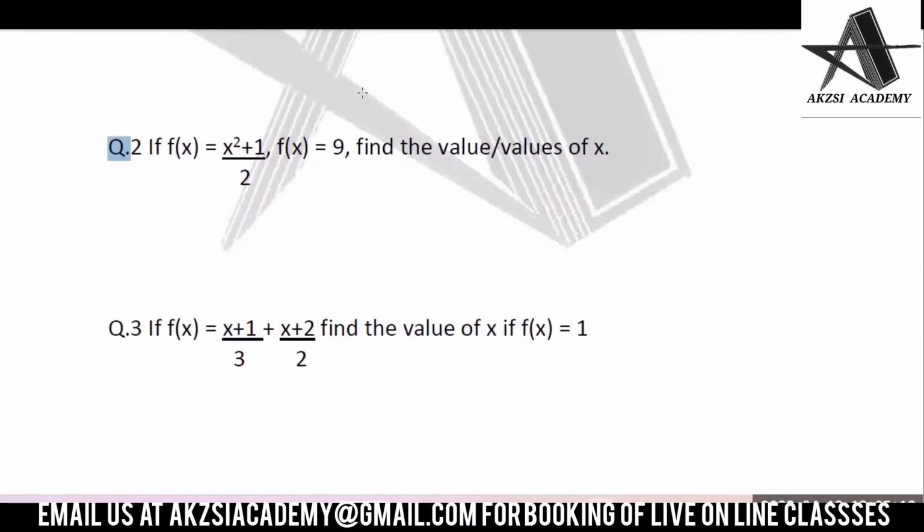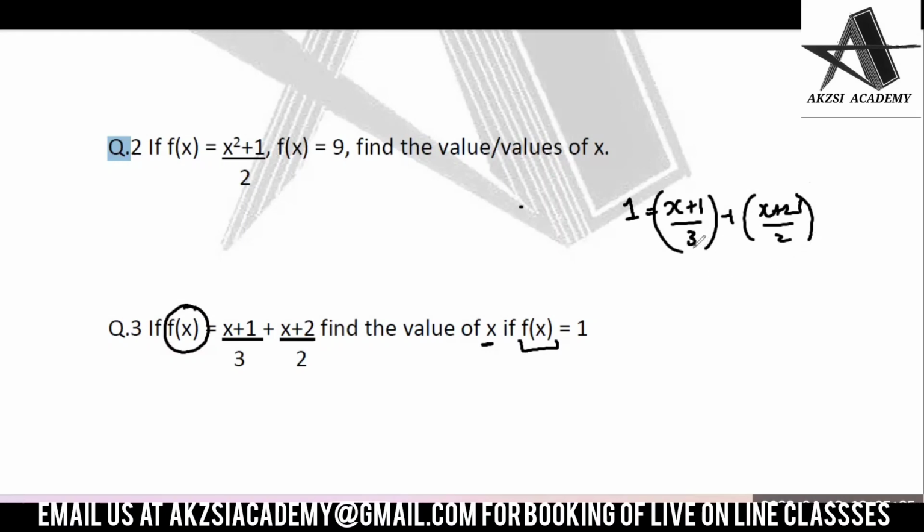Let me see this question number 3. Here again, they are asking you to calculate the value of x, and f(x) is given. This whole value is given. So I only need to replace it with 1. So when I do this, 1 is equal to (x plus 1) by 3 plus (x plus 2) by 2. Whenever we add fractions, definitely we need to make the denominator the same. So what I have to do, I need to make them the same by taking their LCM. So the LCM of 3 and 2 is 6.